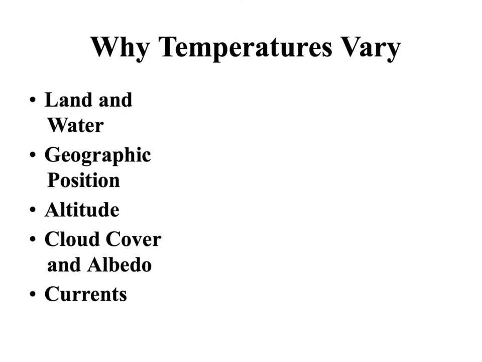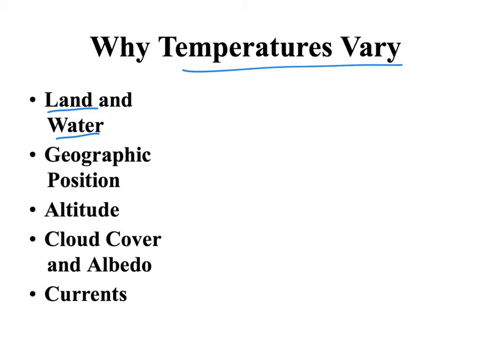Okay, so if we look at the Earth as a whole and then we start looking at its pieces and parts, we'll notice that this temperature variation occurs. So different parts of the Earth are going to be at different temperatures than other parts. And there are several different reasons for this. One of the primary ones is going to be this difference between land and water.